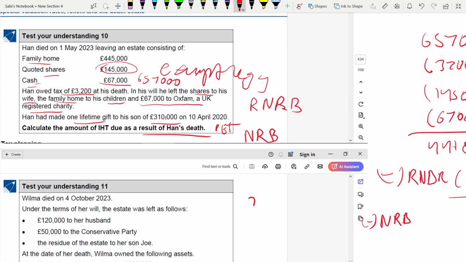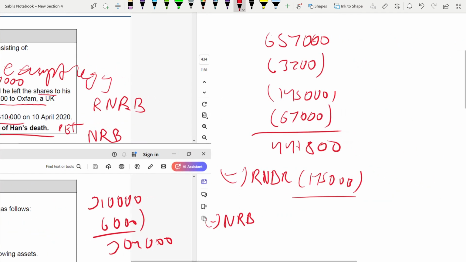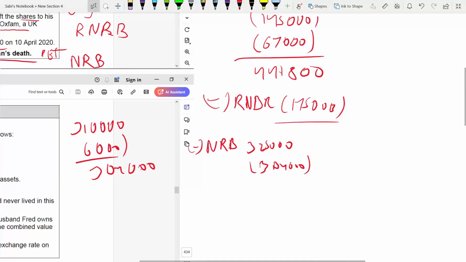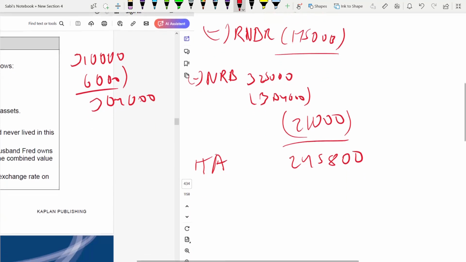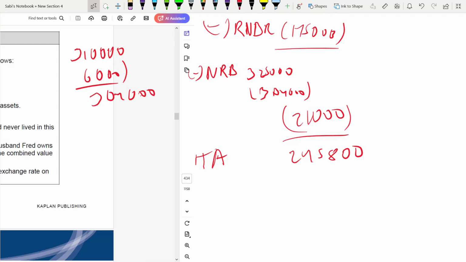So that means 310,000 less 6,000 of annual exemption. That means 304,000. So out of 325,000, you have utilized 304,000. That means your remaining nil rate band is just 21,000. And now you deduct, and your taxable amount is 245,800. We'll see whether we have to apply 40% or 36% depending on the baseline amount.